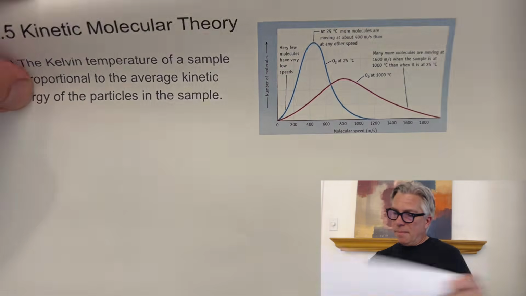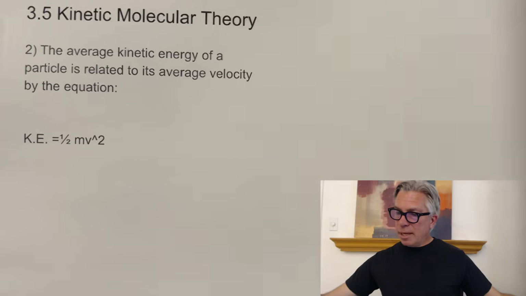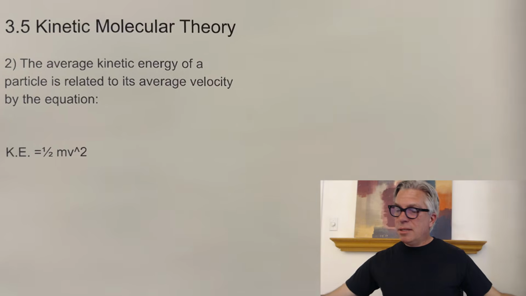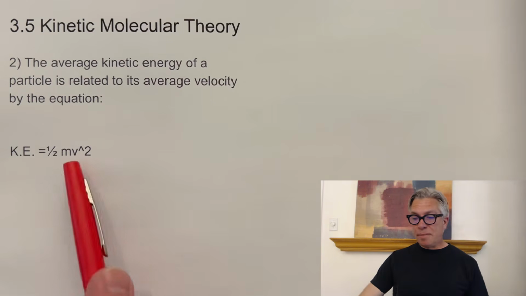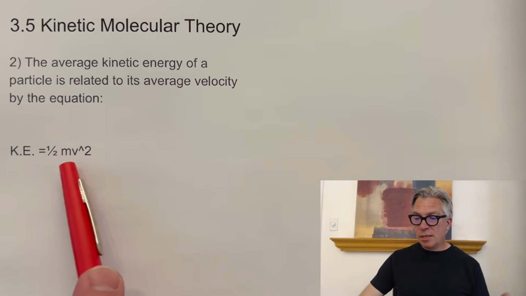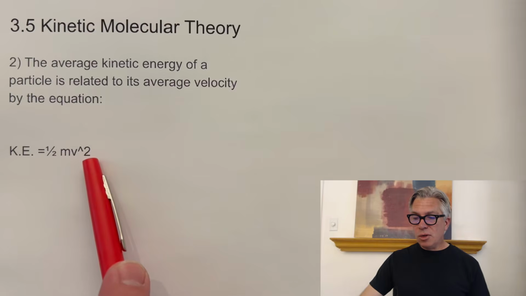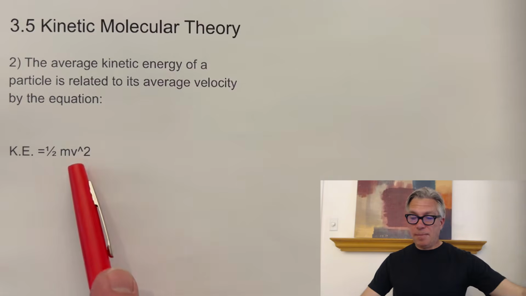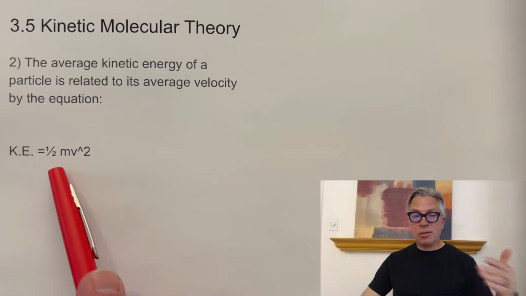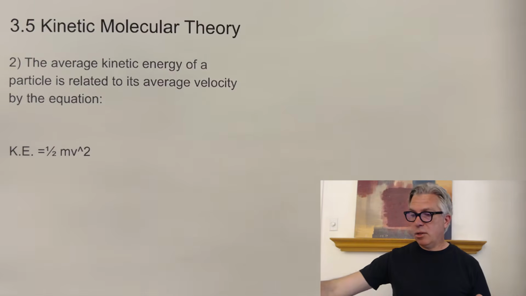But that said, for the same kinetic energy, different sized particles will actually have different speeds based on this equation. It's equal to 1/2 mass times velocity squared. So if you have a lighter mass for a given kinetic energy, you'll have a faster velocity. And if you have a bigger mass, you'll have a slower velocity. So that is good to note.